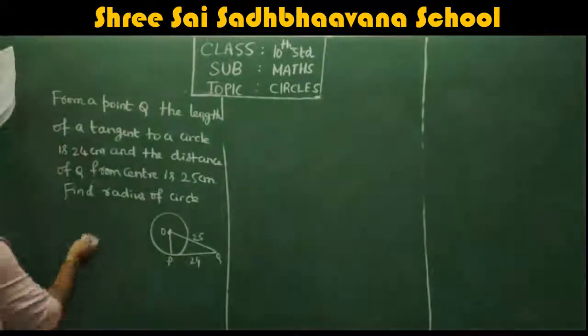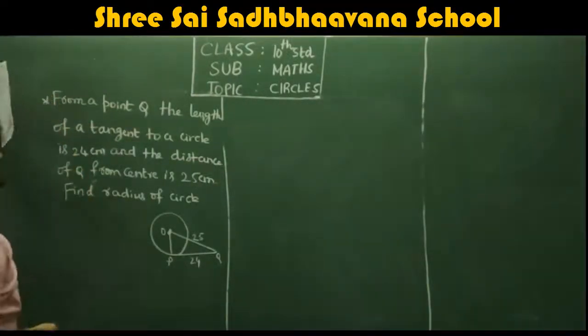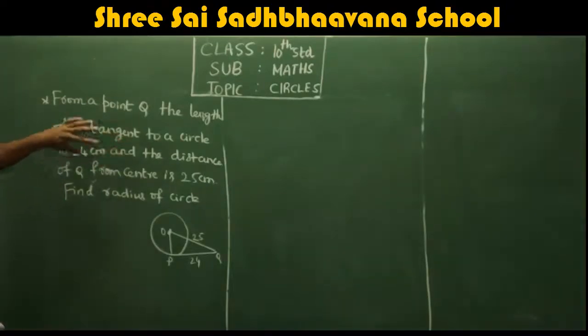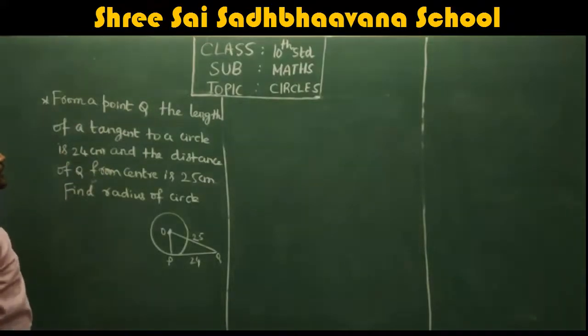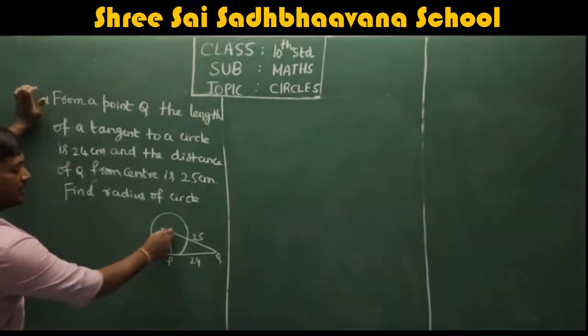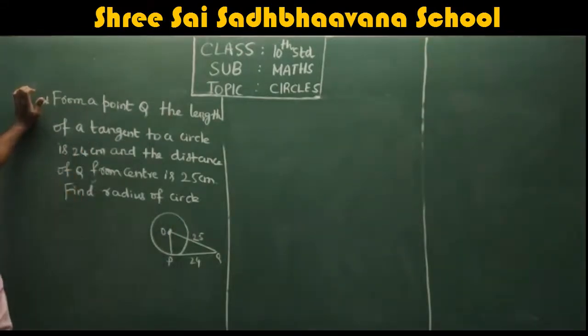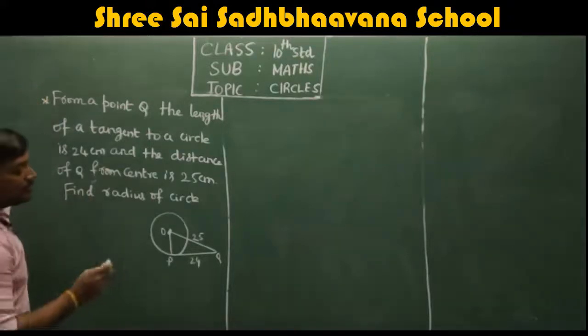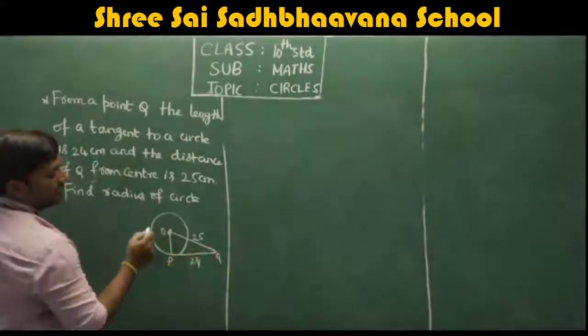Second sum is, from a point P, the length of a tangent to a circle is 24 centimeter and the distance of Q from center is 25 centimeter. Find the radius of the circle. Here you observe, I just drew a rough figure. You have to draw it, it is not given in the sum. So here they are asking you to find the radius.